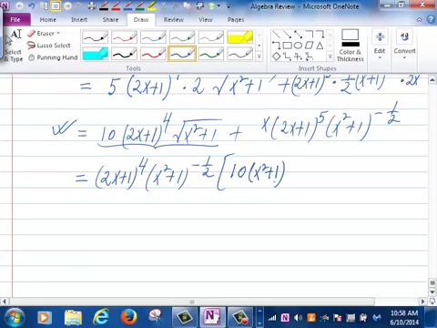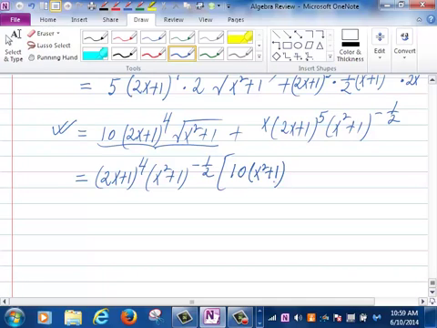Again, you are dividing (x^2+1)^(1/2). Let me write it on the board: (x^2+1)^(1/2) over (x^2+1)^(-1/2). When you divide, you subtract the exponents. So this would be (x^2+1) to the half minus negative half. You subtract the exponent because you have division, so you get 1.